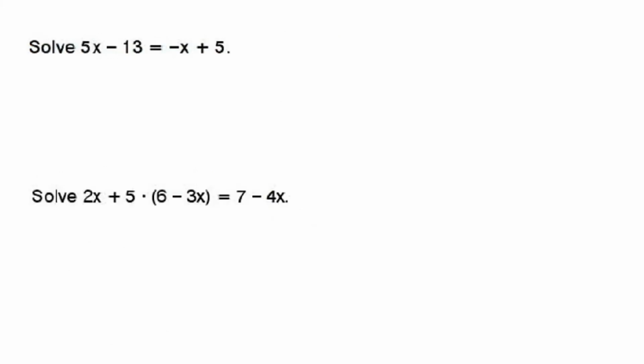So next we have to solve 5x minus 13 equals negative x plus 5. It's almost similar to the first example. So in that case, we are going to transpose. The purpose of transposing is to combine like terms. So I have now 5x. The negative x will be transposed on the left-hand side, becomes positive x. And then negative 13 will be transposed to the right-hand side. When we transpose, we change the sign. Therefore, it becomes 5 plus 13.